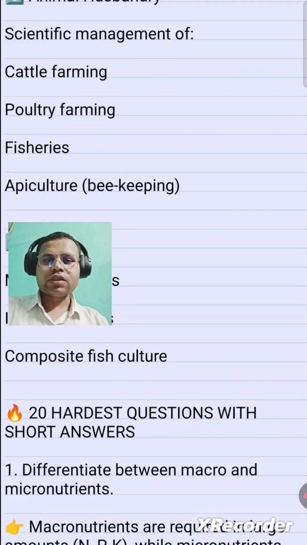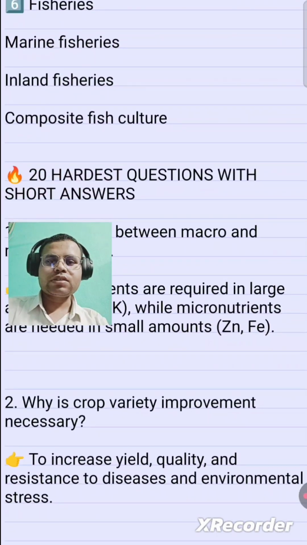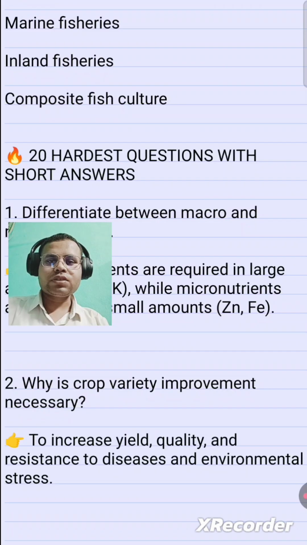After that, we are talking about animal husbandry, which is the scientific management of cattle farming, poultry farming, fisheries, and apiculture. Apiculture is usually known as beekeeping. If we're talking about fisheries, they include marine fisheries, inland fisheries, and composite fish culture.